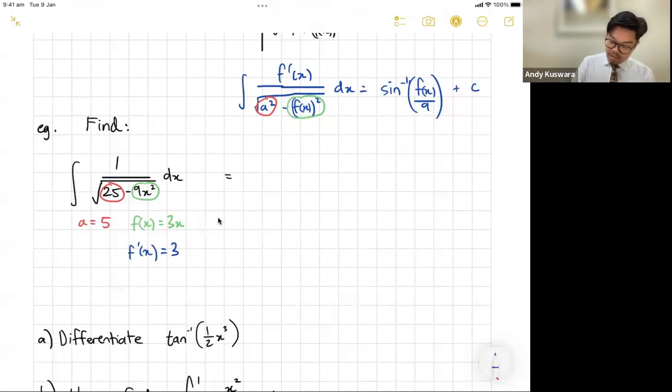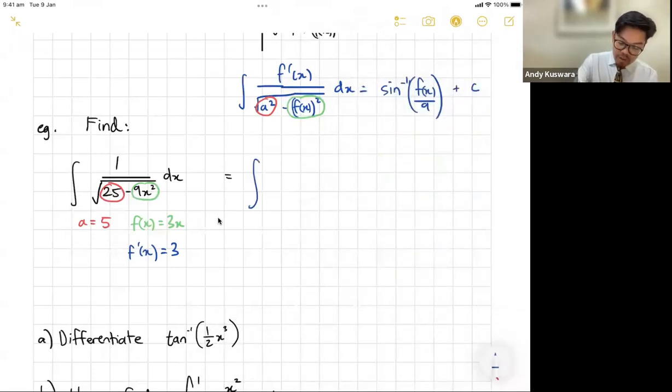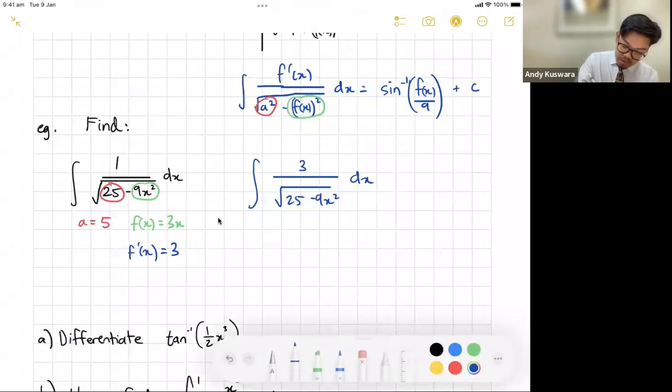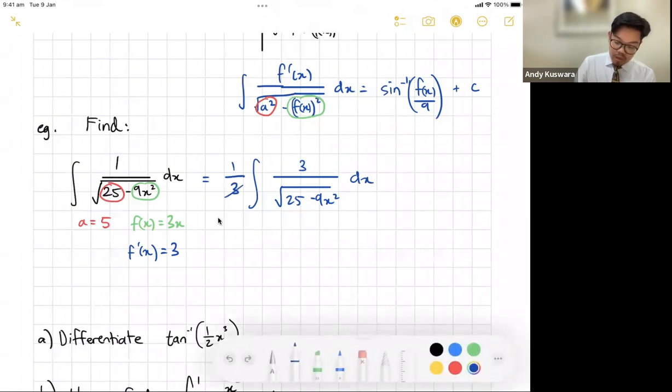Okay, so technically, what I'm going to do here is, I can see now that the integration should be 3 on the square root of 25 take away 9x squared dx. That's what I'd want it to be, because I want my f dash x on top, which is 3. But this is the part that confused us before. What I'm going to do is take out a factor of a third, right? So that way, when we cancel these out, it will end up with 1 on top. I'm just doing this because now I know that that's the form of my derivative.